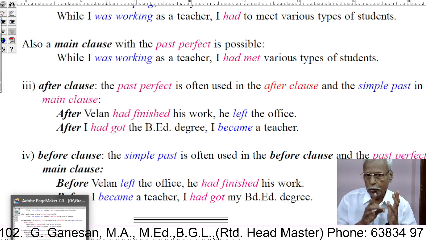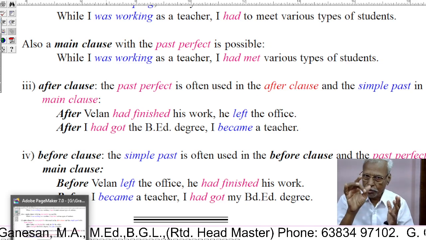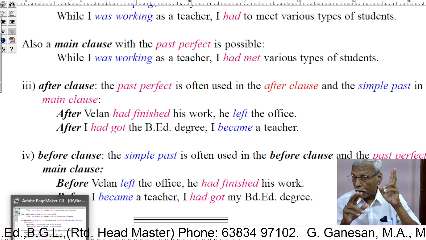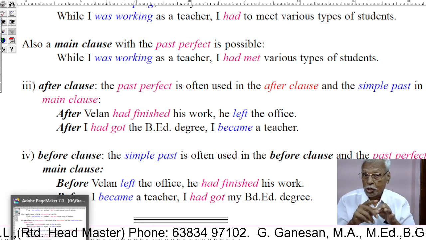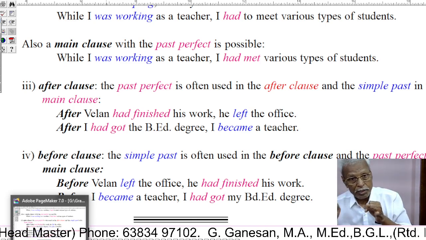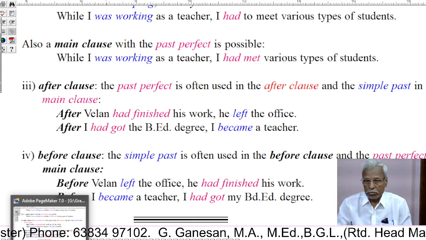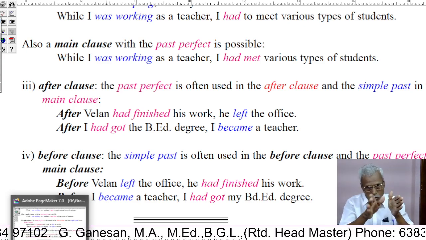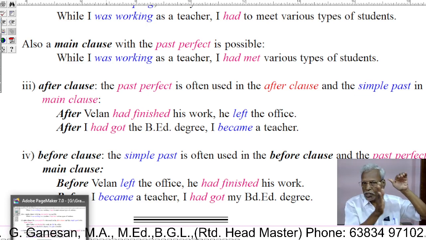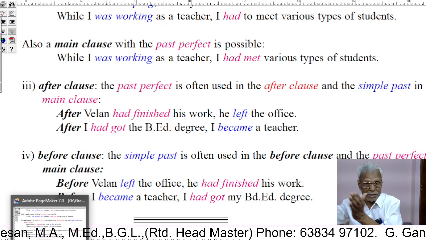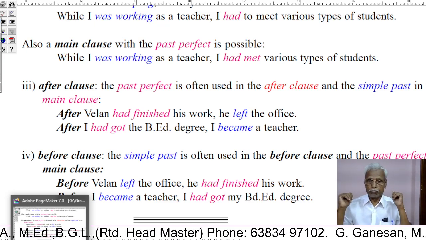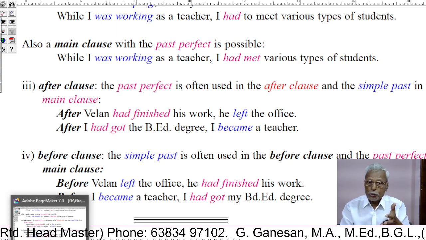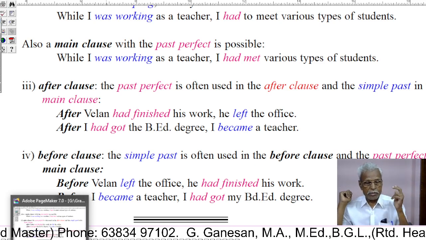Of the two actions that happened in the past, one happened first. The first action should be expressed in the past perfect, and the second action in the simple past. It is the main rule. When there is enough time, or one action followed the other, that doesn't matter. The first action should be expressed using the past perfect, and the second action using the simple past. Here, the simple past can be expressed using the when clause or before clause.